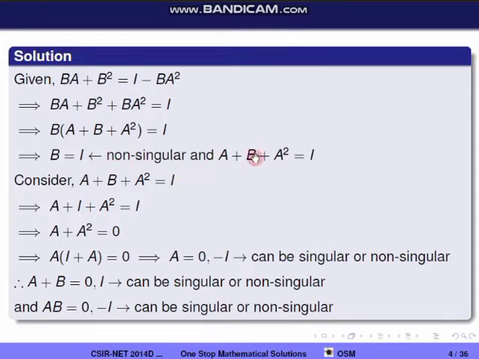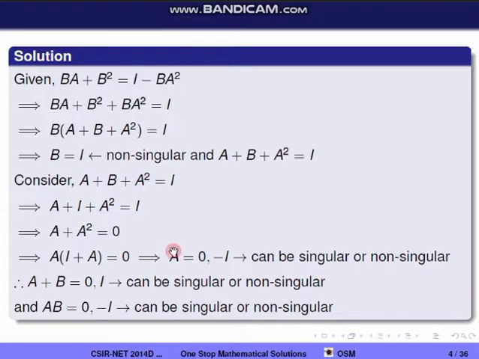Now we will consider the equation A plus B plus A square equal to I. We have B equal to I, substitute here. This implies A plus I plus A square equal to I. From this we get A plus A square equal to 0. Taking A common, we get A into I plus A equal to 0. From this equation we get either A equal to 0 or A equal to minus I.